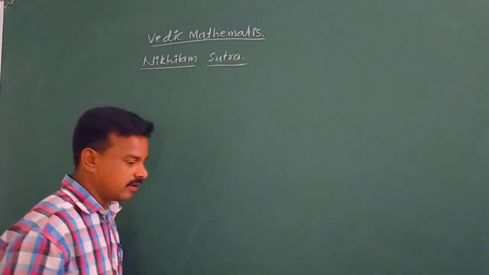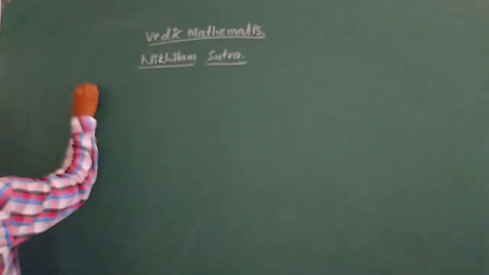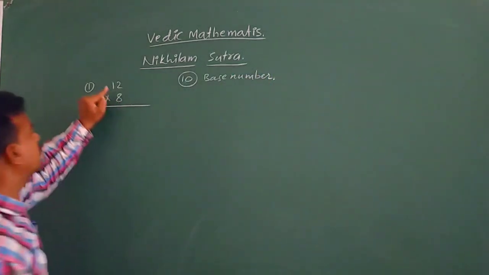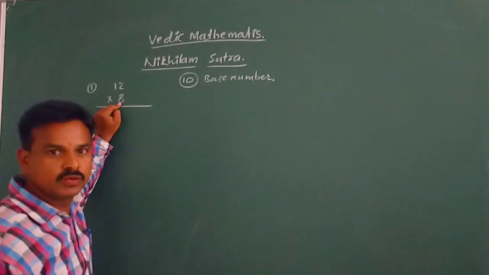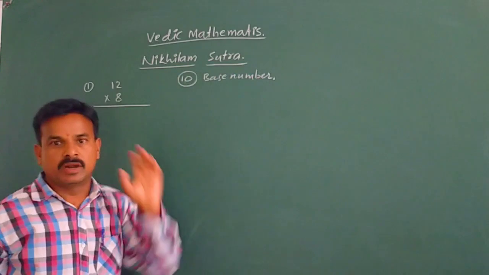So what we can do? Now we have to take one example: 12 into 8. 12 and 8 are near to 10 powers. What is the 10 power here? 10, near to 10. So this 10 is a base number. 12 and 8 are original numbers. These original numbers are near to 10. So 10 is a base number.